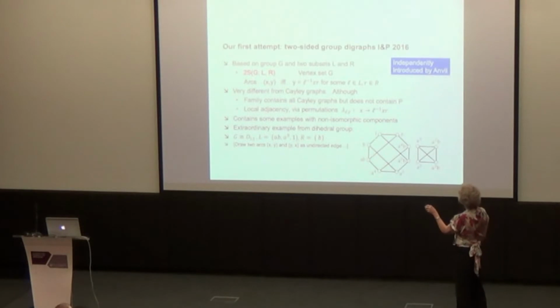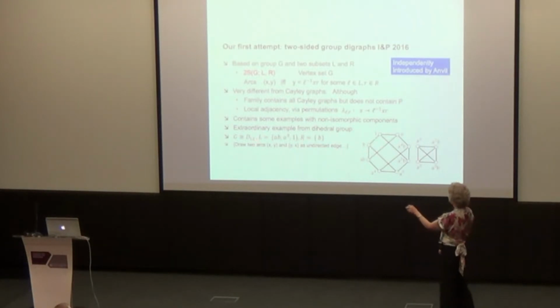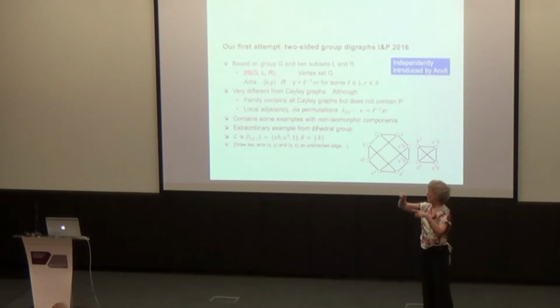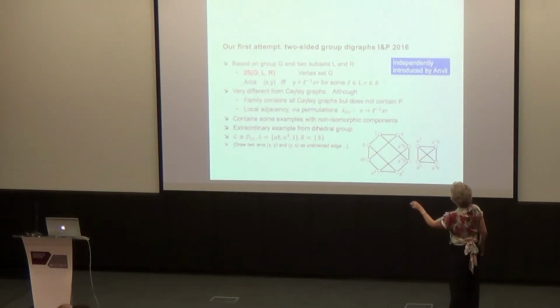It does have this nice property of local adjacency. You can tell where all the out edges from X are going. It contains some rather extraordinary examples, and I always think, when I look at this, that's amazing. This is one of these 2-sided group digraphs. It comes from the dihedral group with 12 elements, with a rotation A that rotates you around a sixth of the way around, and a reflection B. If you take this set L of size 3 and R of size 1, this is what you get.